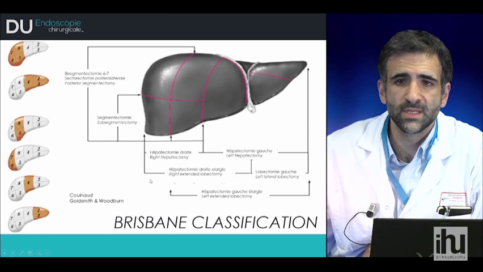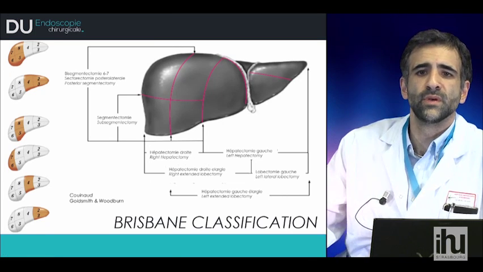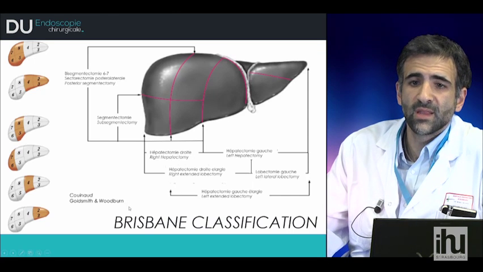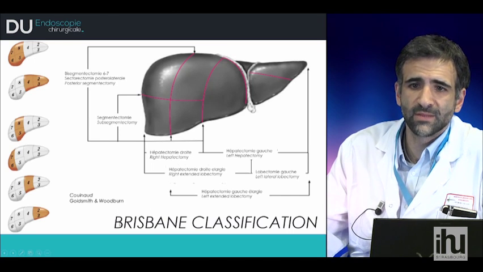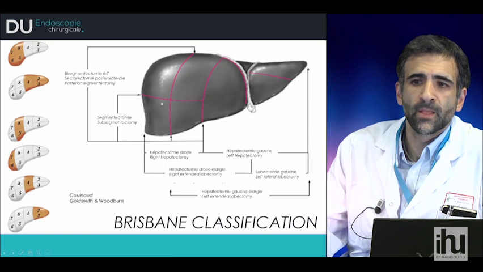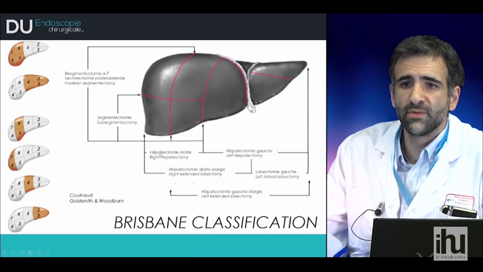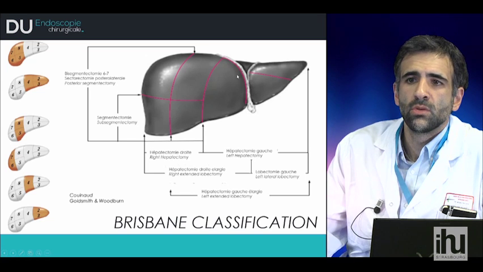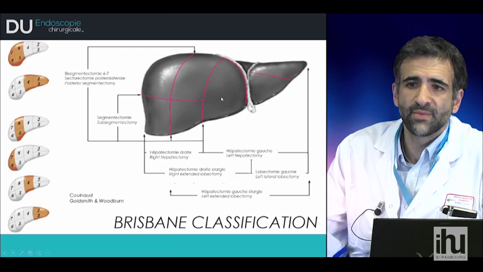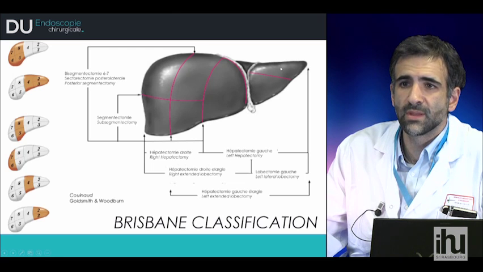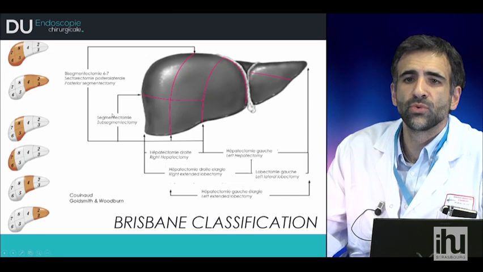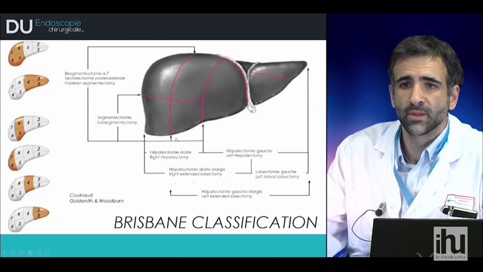So to code this differentiation of segments, we can identify the most important classification, that is the Brisbane classification, which was done in 2000. With this classification, we can identify 8 parts of the liver, and considering how many segments we are resecting, we can have different kinds of hepatectomy, starting from a segmentectomy to a bisegmentectomy, a 3-segmentectomy, up to major hepatectomy or extended hepatectomy.